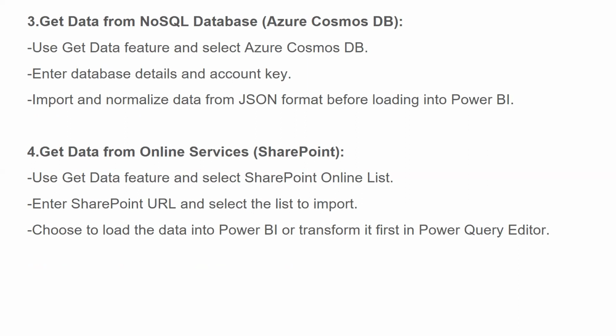Alright, so the other sources that you can get your data from, you can get it from Azure Cosmos DB, right? Which is a NoSQL database, right? So you can import and normalize data from JavaScript Object Notation format before loading it into Power BI. Then get data from online services, that is SharePoint. So use the get data feature and select SharePoint list. So enter the SharePoint URL. So yeah, we're going to do a practical that is in relation to that.